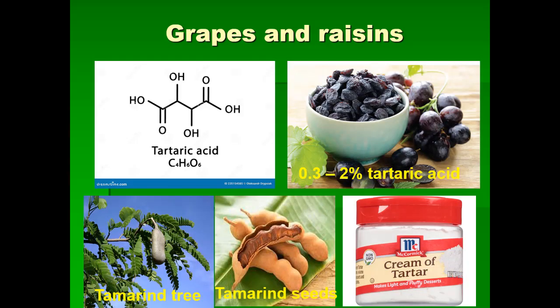Now, the last toxicant that we're going to discuss is ingestion of grapes and raisins. After 20 years since it was known that grapes and raisins can be poisonous to dogs, they have just found out that it is tartaric acid, also found in tamarinds and cream of tartar, that is actually the toxic principle. As you can see here, it's an organic acid that occurs in many fruits, particularly grapes. And the problem is that the concentration of tartaric acid in grapes can vary a lot, from 0.3% all the way up to 2%, which makes predicting toxicity very difficult.